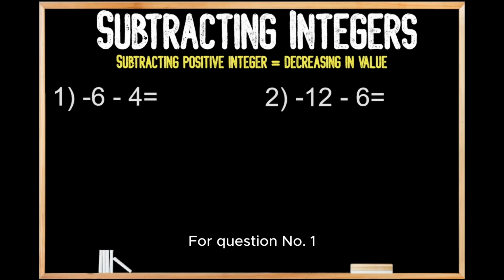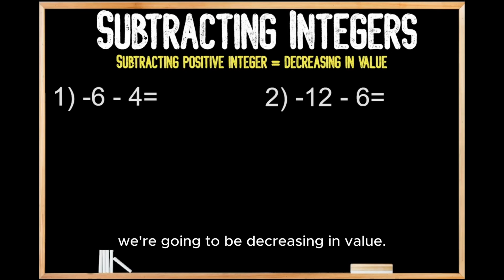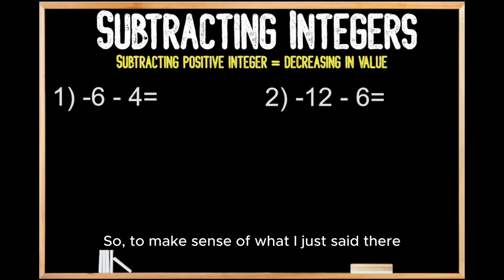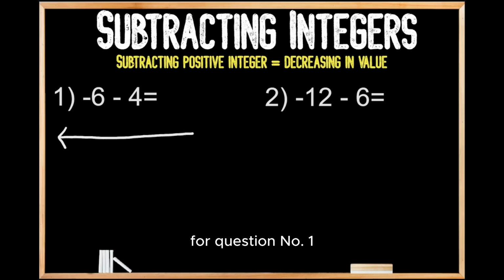For question number 1, we're being asked to subtract positive 4 from negative 6. And as we can see up top here, highlighted in yellow, whenever we're subtracting a positive integer, we're going to be decreasing in value. So to make sense of what I just said, we're going to write out a number line to help us for question number 1. And we're going to be starting out at the starting point of negative 6. So let's write that out.